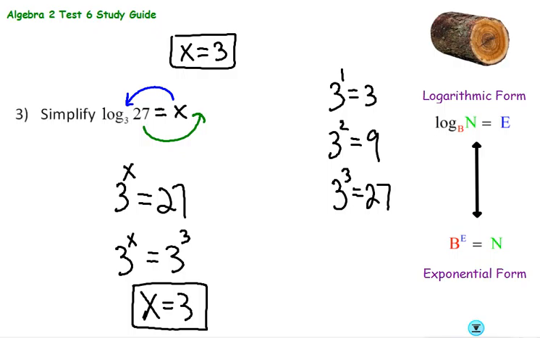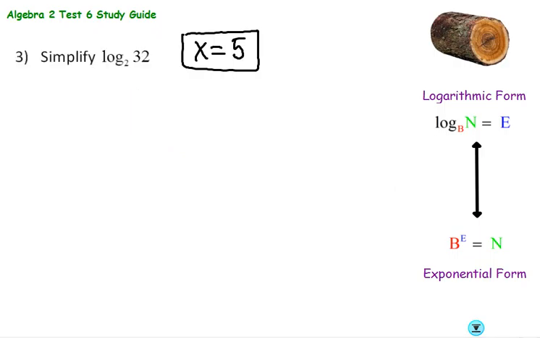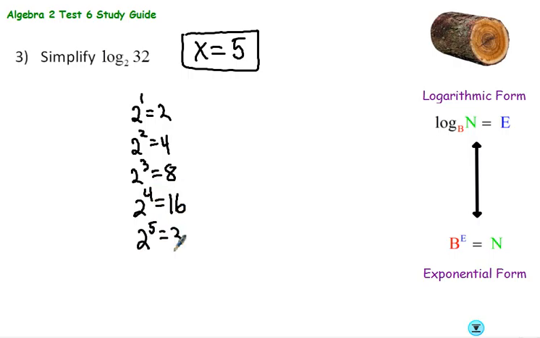All right, so let's see what you got for number 3 on the right side. You got x equals 5. Again, what that's saying is 2 to the what power makes 32. If you think about the powers of 2, 2 to the first is 2, 2 squared is 4, 2 cubed is 8, 2 to the fourth is 16, 2 to the fifth is 32. So that's why the answer there would be 5.